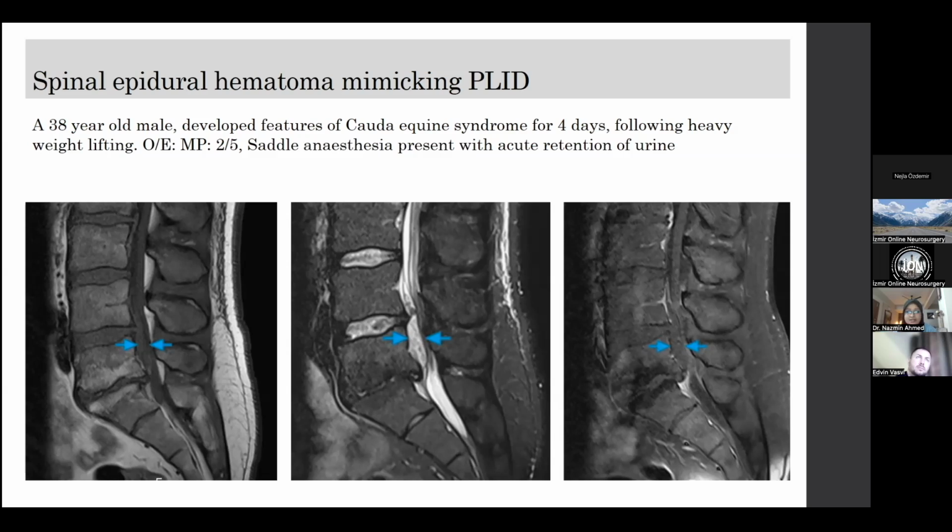On examination, his lower limb power was 2 out of 5 with saddle anesthesia and features of acute retention of urine. In the MRI, there is an isointensity extending from opposite the L5 vertebral body, marked by the blue arrow, which becomes hyperintense in the T2 image. And after giving gadolinium, there is no contrast enhancement. So the authors concluded that there may be some kind of epidural hematoma there.